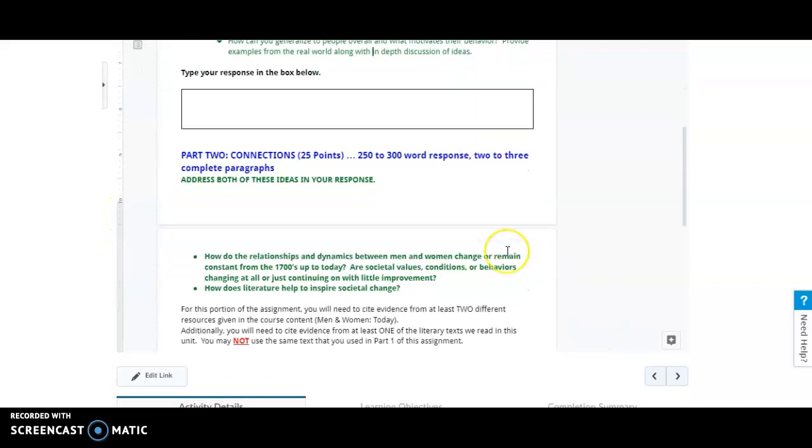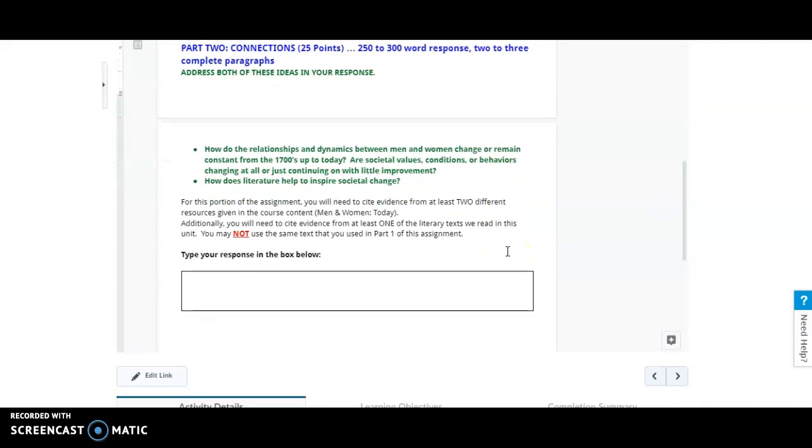Then for part two, you need to address both of these ideas in your response. This is similar to the connections question you saw in the last assignment. How do the relationships and dynamics between men and women change or remain constant from the 1700s up to today? And are societal values, conditions, or behaviors changing at all or just continuing with little improvement? And how does literature help inspire societal change?